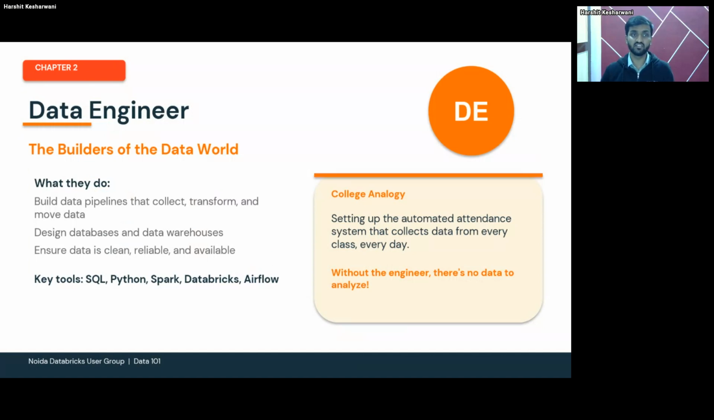Data engineers are the builders. What I mean by builders is, think of the automated attendance system in your college. You must have a punch in and punch out system, giving your attendance in the classroom. Think of how many teachers there are, somewhere around 2,000 teachers in any university, and somewhere around 10 to 15,000 students. That's a huge number. They are marking their attendance, their attendance is getting correlated, their attendance is getting mapped. So many things are happening behind the scenes.